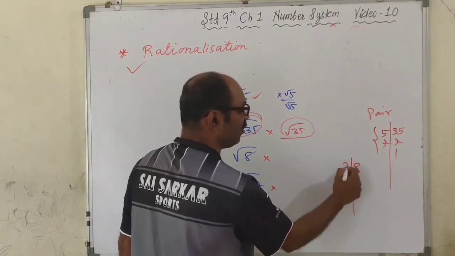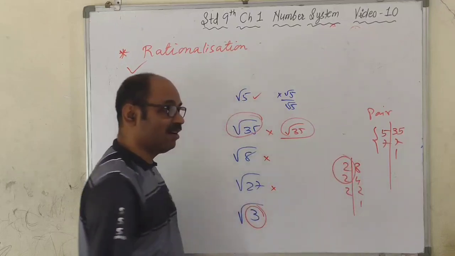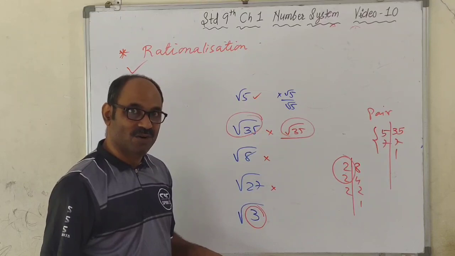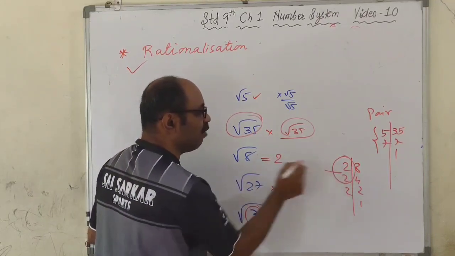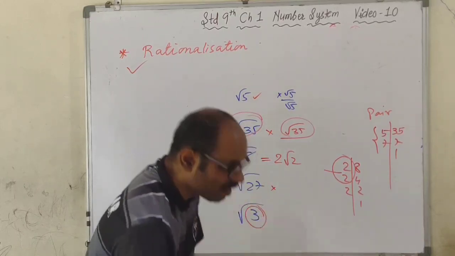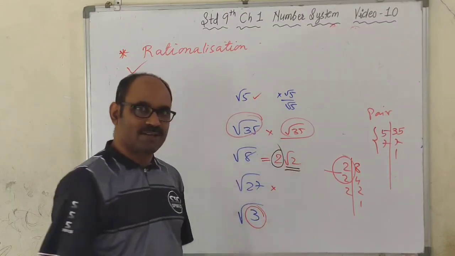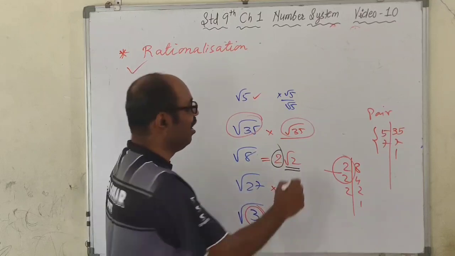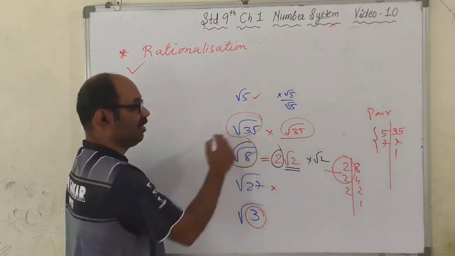Root 8. Let's look at root 8. 2 4s are 8, 2 2s are 4, 2 1s are 2. So 2 square. There is a pair of the same prime factor 2. So this can be simplified. This 2 comes out from the pair, and root 2 remains. 2 root 2. Abhi ye 2 to rational hai. The irrational part is only root 2, which is prime. So here you need to multiply only root 2 and not root 8.